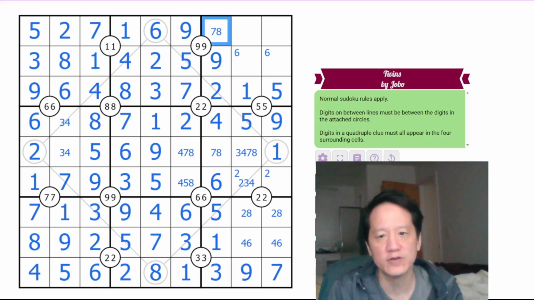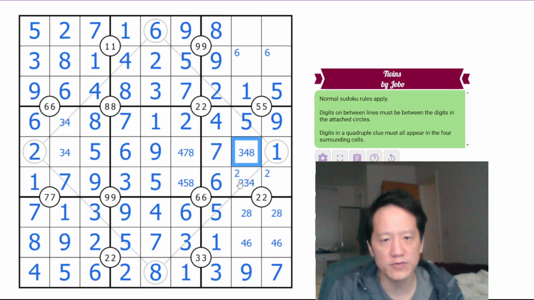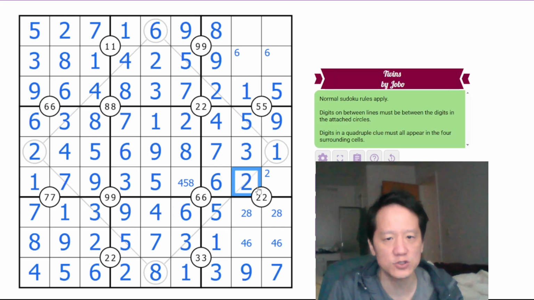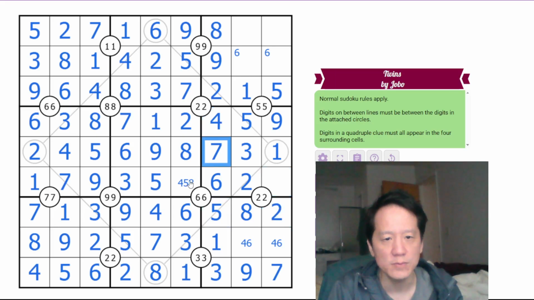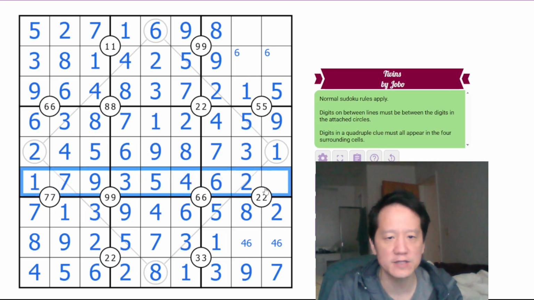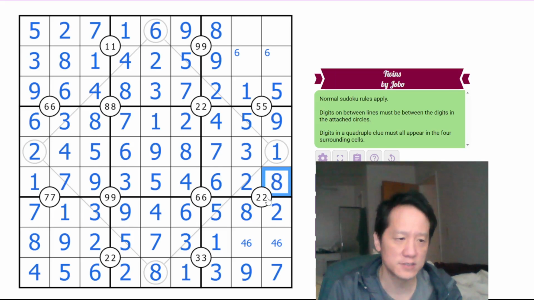And this can't be 7, so this must be 8, which makes that a 7. This can't be 7 or 4. This can't be 4, so this must be 3, which makes that a 4. And this can't be 4 or 7, so this must be 8, which makes that a 3. This 3 means this has to be a 2. This 2 means this can't be 2, so this is 8, which makes that a 2. This can't be 5 or 8, so this is 4. The last remaining digit is an 8 in row 6.